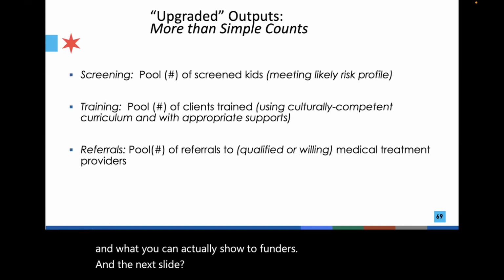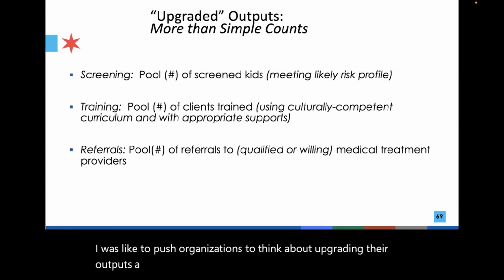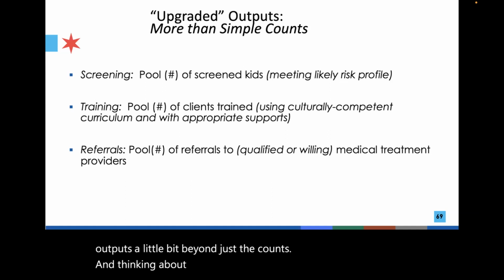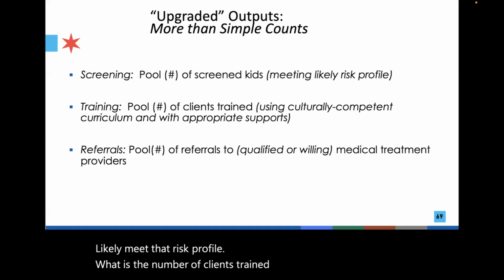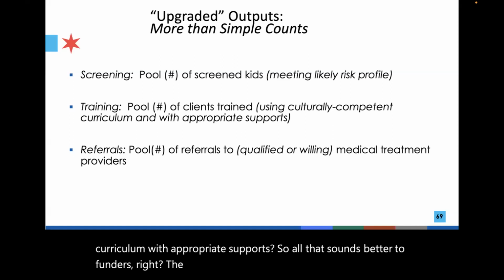I always like to push organizations to think about upgrading their outputs a little bit beyond just the counts. In thinking about, okay, which children will likely meet that risk profile? What is the number of clients trained using culturally competent curriculum with appropriate supports? So all that sounds better to funders, right? The number of referrals to qualified medical treatment providers.